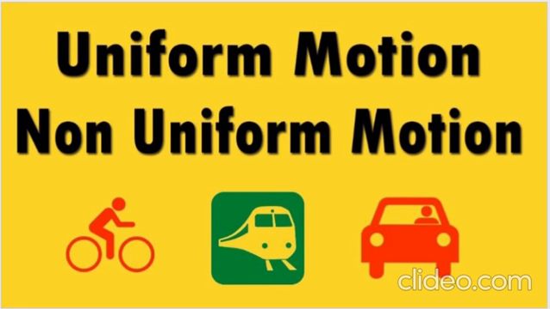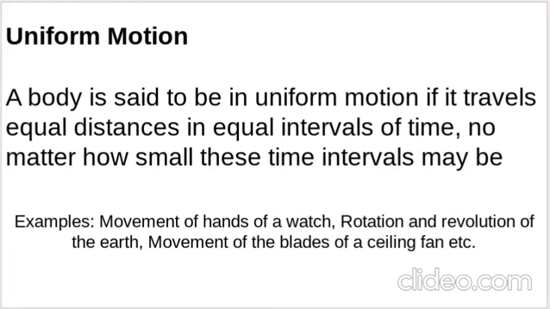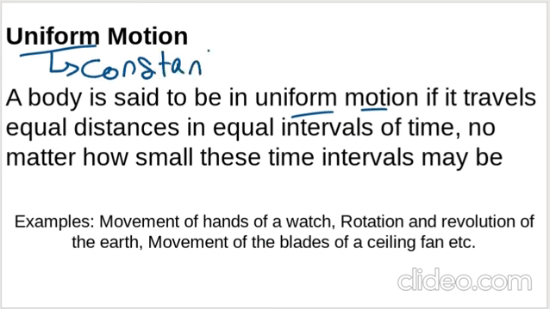What do we mean by uniform, non-uniform? What are these things? So let's understand them. When I say uniform motion, it has a particular definition. A body is said to be in uniform motion if it travels equal distances in equal intervals of time, no matter how small these time intervals may be. So, a very clear-cut explanation: when I say uniform, it is constant. At equal intervals of time, it is covering equal distances.